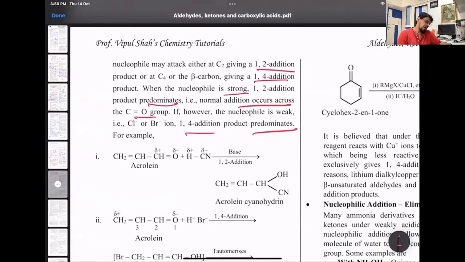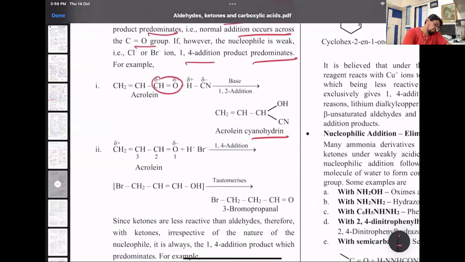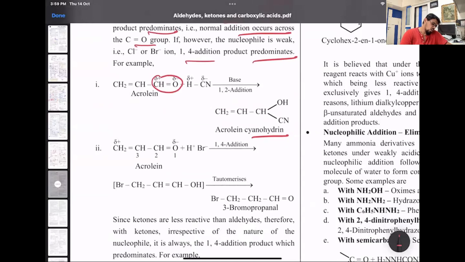Look at that. Acrolein, if you add HCN, then in that case it will be 1,2 addition. 1,2 means only across the aldehydic group part. So we will have acrolein cyanohydrin. But if you have acrolein reacting with HBr, which is a weak one, then there we have a 1,4 addition. 1,4 addition means what's going to happen? From here one electron will move here, from here one electron will move here, and the addition will happen at the two extreme ends.